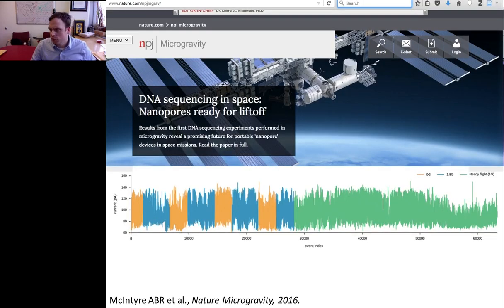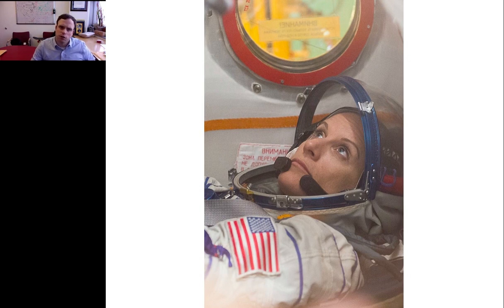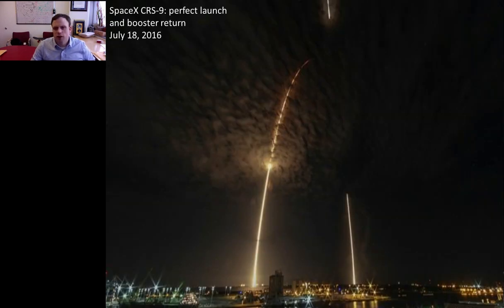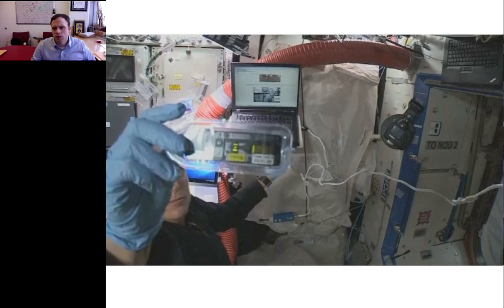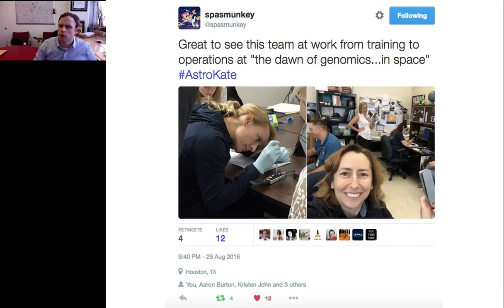And then right around the same time, Dr. Kate Rubins was getting ready to go up. She's a trained virologist, to go do the first sequencing in space. She made it up there, no problem. And also we know the resupply mission worked well. Eventually, we got the first sequencing in space to work for the very first time. And we got not just one run, but dozens of runs, to complete what some called the dawn of genomics in space, and then also got out to 1 billion bases sequenced.